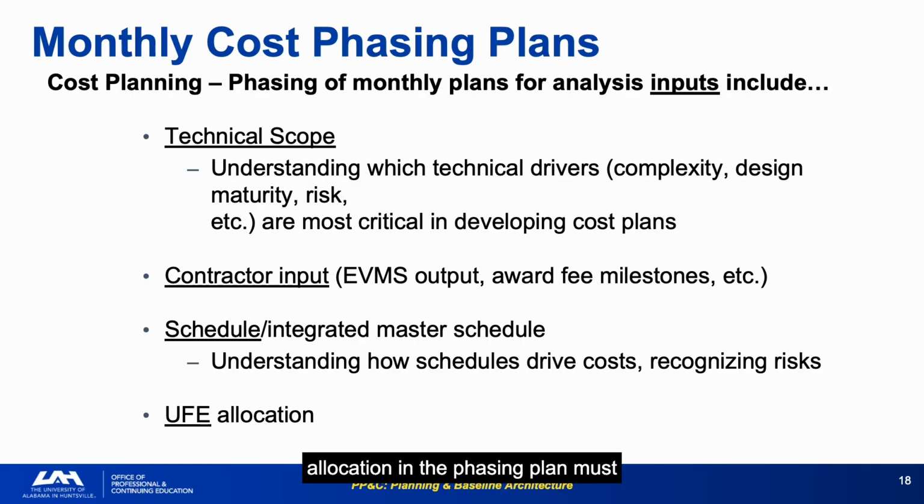UFE allocation in the phasing plan must match the risk profile. UFE uniformly distributed across 12 months bears no relationship to when risks are likely to materialize. Use the risk analysis from Module 1 to drive the UFE phasing.